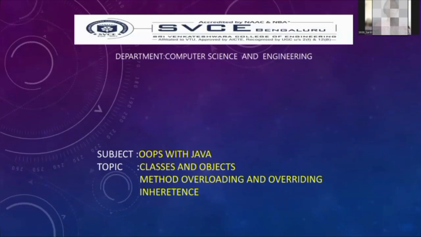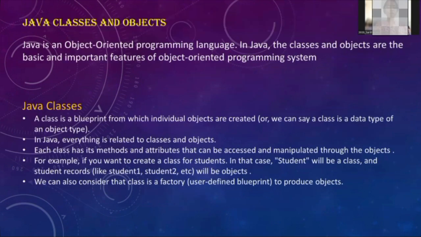I'm here discussing classes and objects, method overloading and overriding, and inheritance, which come under the object-oriented concept with Java. Classes and objects: Java is an object-oriented programming language. In Java, classes and objects are the basic and important features of the object-oriented programming system. Java classes: a class is a blueprint from which individual objects are created, or we can say a class is a data type of an object type.